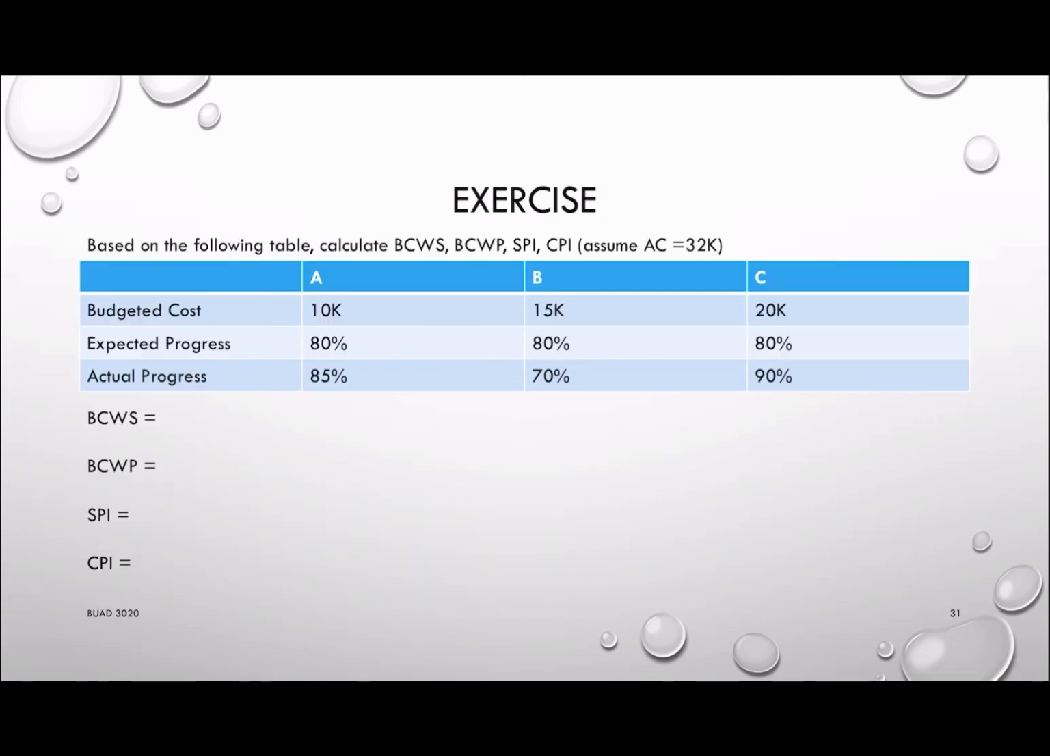So let's try to work on this example together. We want to calculate SPI and CPI. We know the expected progress. We also know the actual progress. We also know the budget cost for each of those activities. So in order to calculate BCWS, we want to use the budget cost multiplied by the expected progress. So I have 15K for B, 80% for B, 20K for C, and 80% for C. That should be equal to 36K.